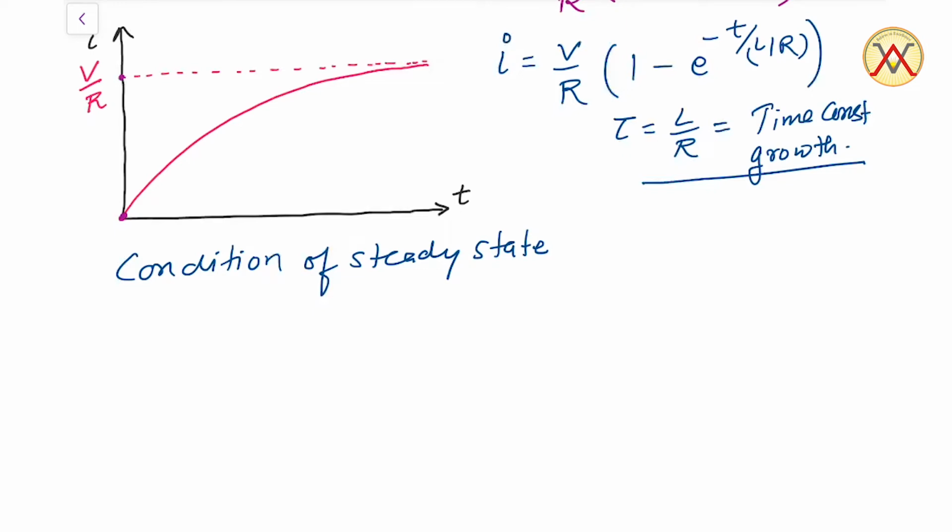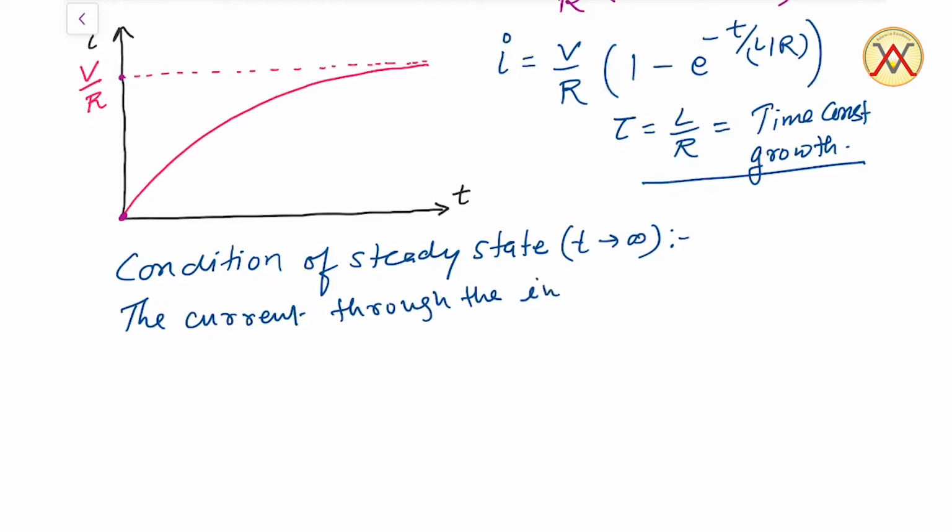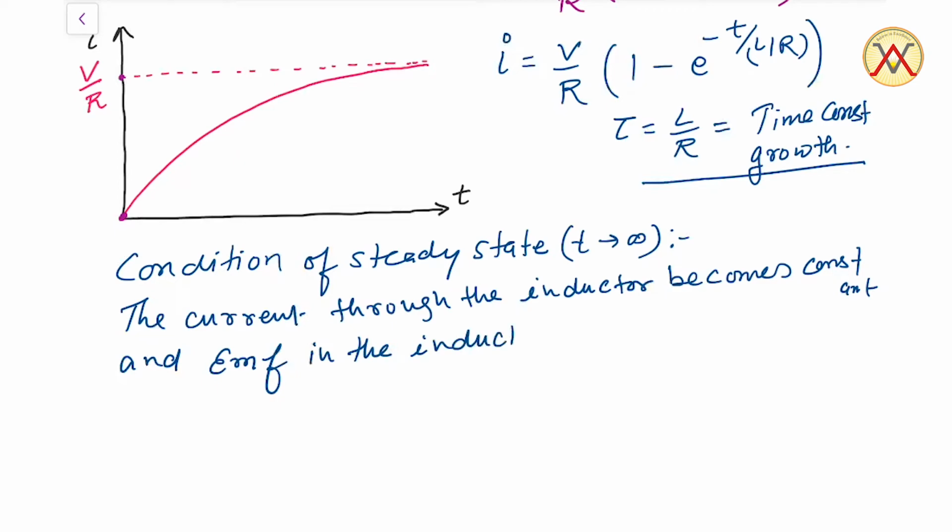Condition of steady state: t tends to infinity. At this state, the current through the inductor becomes constant and the EMF in the inductor becomes 0. In the LR growth circuit, always remember that at steady state, the current through the inductor becomes constant and the EMF in the inductor becomes 0.